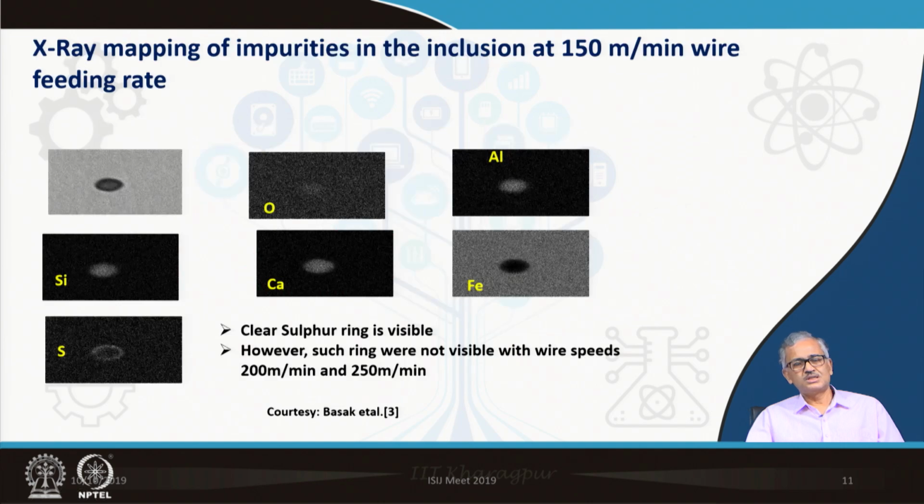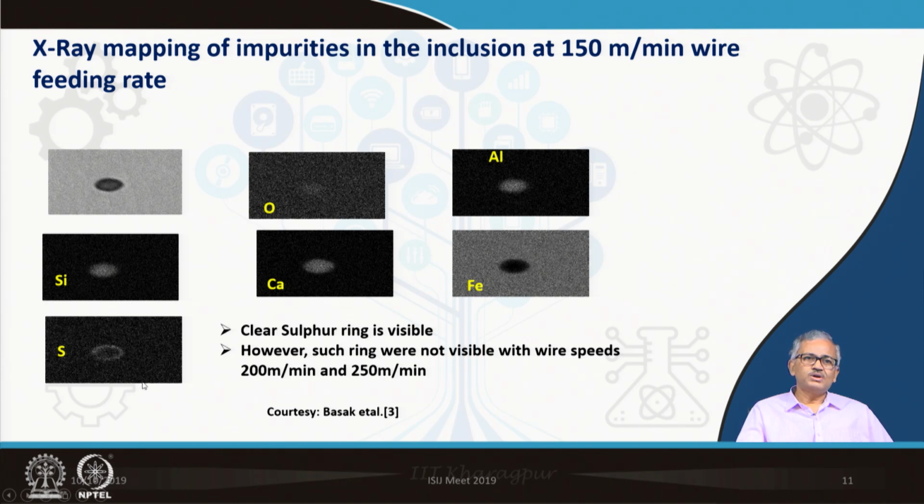Now, another most interesting thing that we have found is the X-ray mapping of the impurities, the inclusions. We have mapped the inclusions at different wire speeds: 150 meters per minute, then 200 meters per minute, 250 meters per minute. But we found that the best inclusion forms only at 150 meters per minute. In the X-ray mapping you can find oxygen and aluminum, so it shows that the inclusion is an aluminate. Aluminum is there, oxygen is there, calcium is there. So it is basically calcium aluminate, with some silicon also, calcium aluminum silicate.